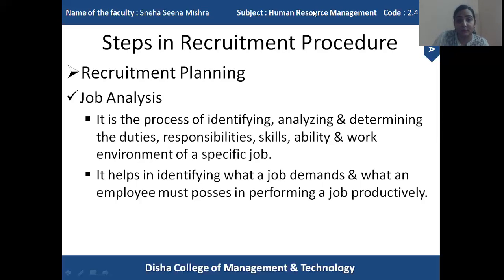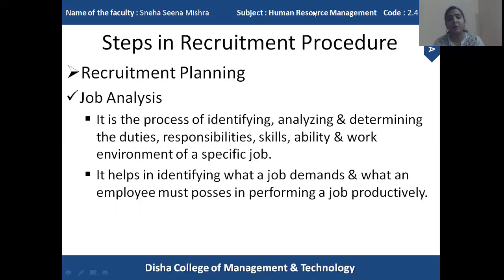And for example, for factory jobs where units are created, products are created, and processing takes place from work in progress to finished goods, they need a different kind of work environment. So for each and every kind of job, a different kind of work environment is required. And this job analysis determines and analyzes what kind of job environment is required for a specific job. That is the process of job analysis.